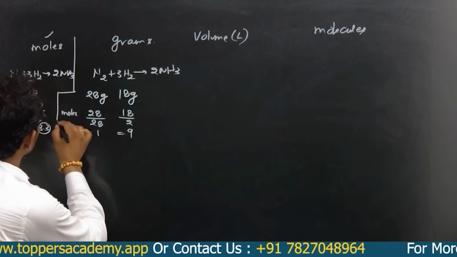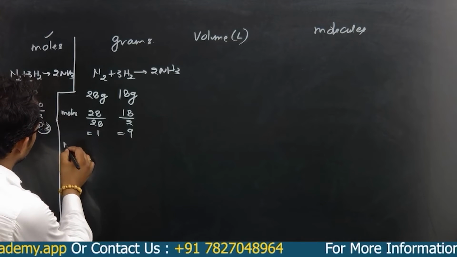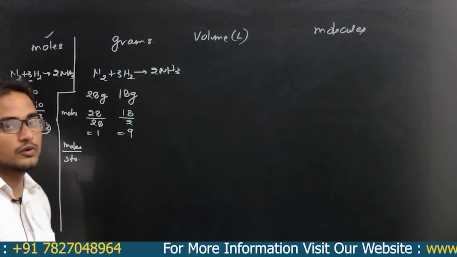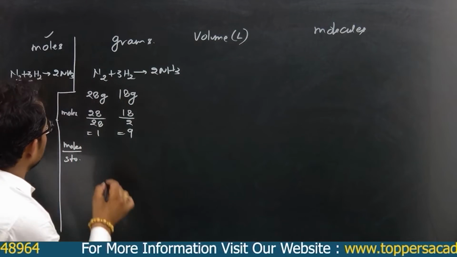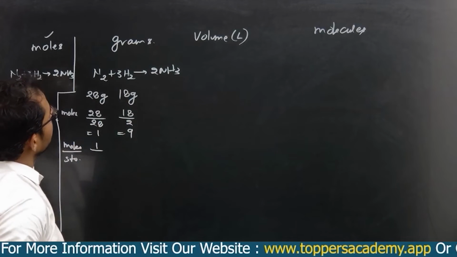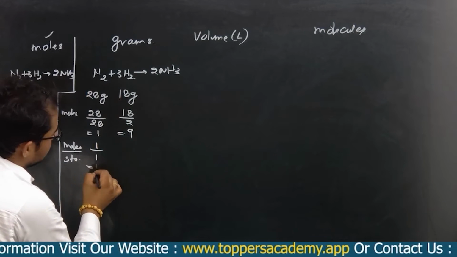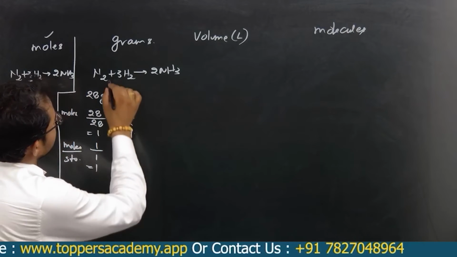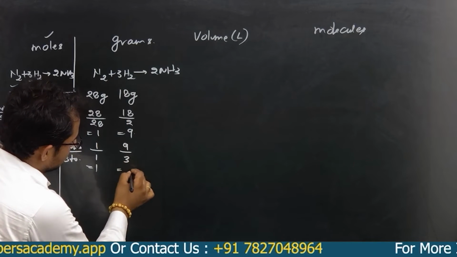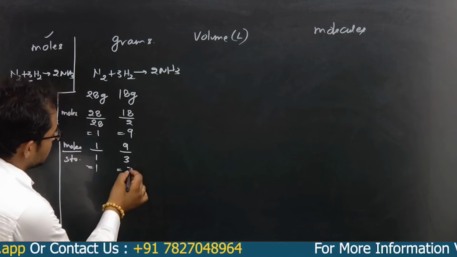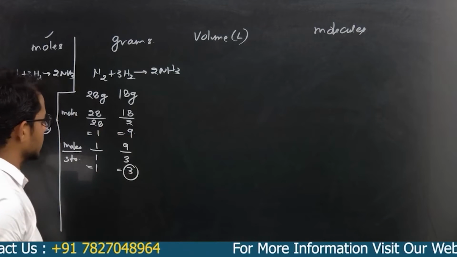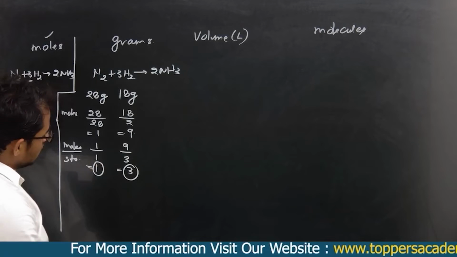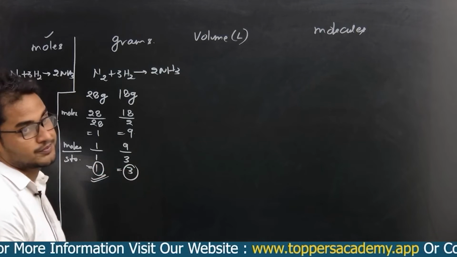Now we are going to calculate moles upon stoichiometry. For N2, the number of moles is 1 and stoichiometry is 1, so moles upon stoichiometry is 1. For H2, the number of moles is 9 and stoichiometry is 3, so divided by 3 it is 3. So here the value of moles upon stoichiometry is 3, and there it is 1, so the limiting reagent is obviously N2.